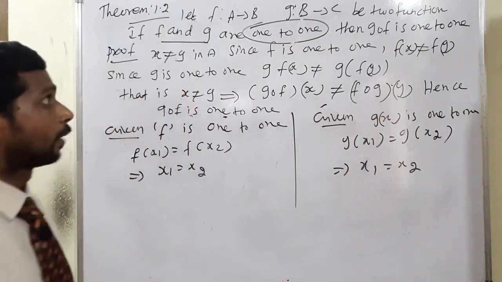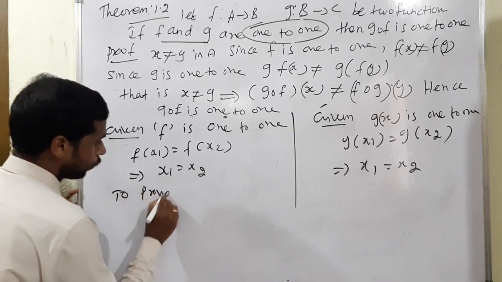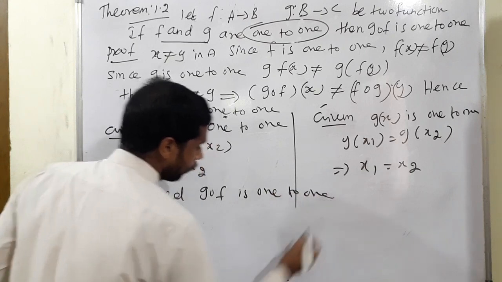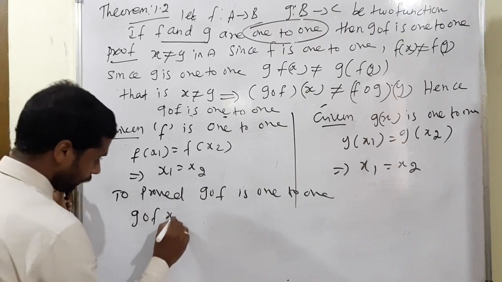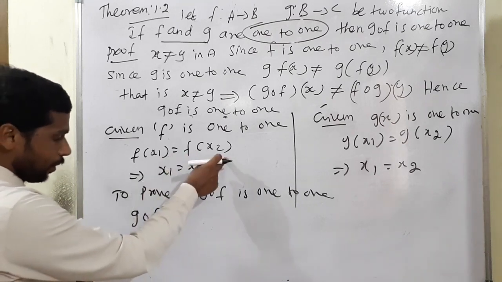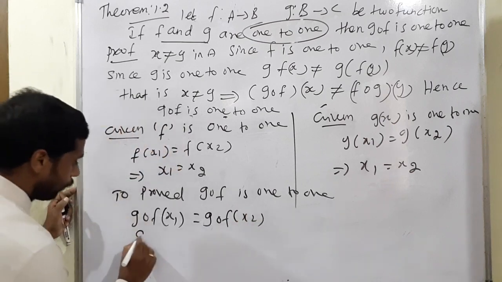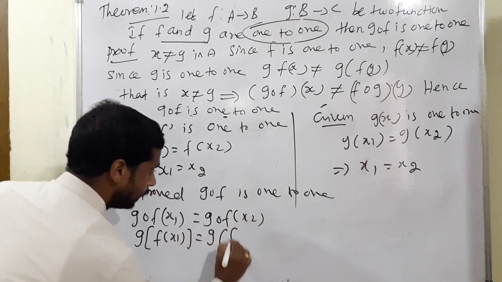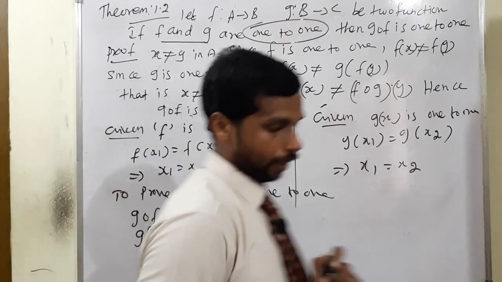Now we have to prove the condition g dot f, isn't it? So, to prove g dot f is 1 to 1, what do we have to do? G dot f of x1, this is 1 to 1 means the main condition, it implies is equal to, this is also g dot f of x2. If you remove the dot, means the bracket, g of f of x1 is equal to g of f of x2.